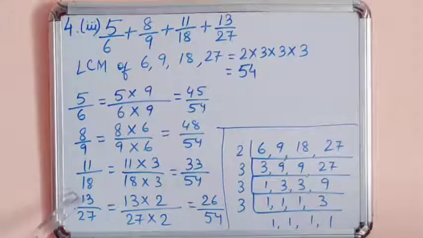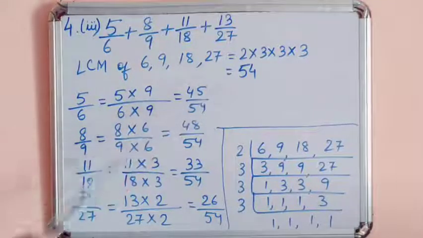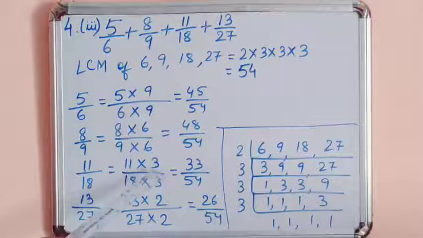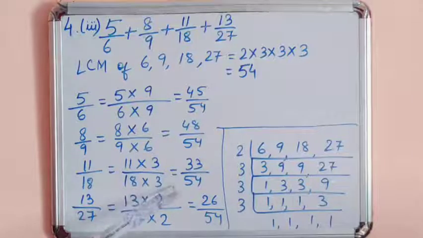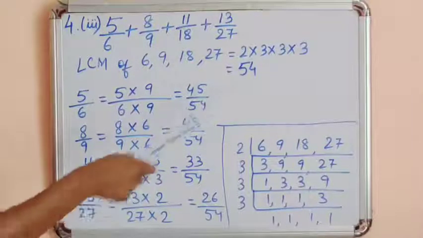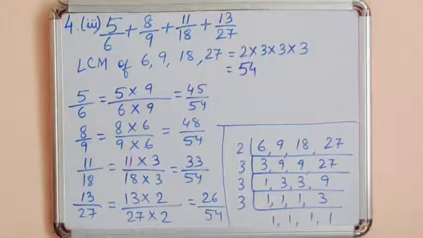Our next fraction is 11 by 18. So 54 divided by 18, we will get 3. So multiplying 3 in the numerator and denominator, we get 11 into 3 by 18 into 3. So this is equal to 33 by 54. Then we have 13 by 27. If we divide 54 by 27, we will get 2. So we are going to multiply 2 in the numerator and denominator. So this is equal to 13 into 2 by 27 into 2. So this is equal to 26 by 54.